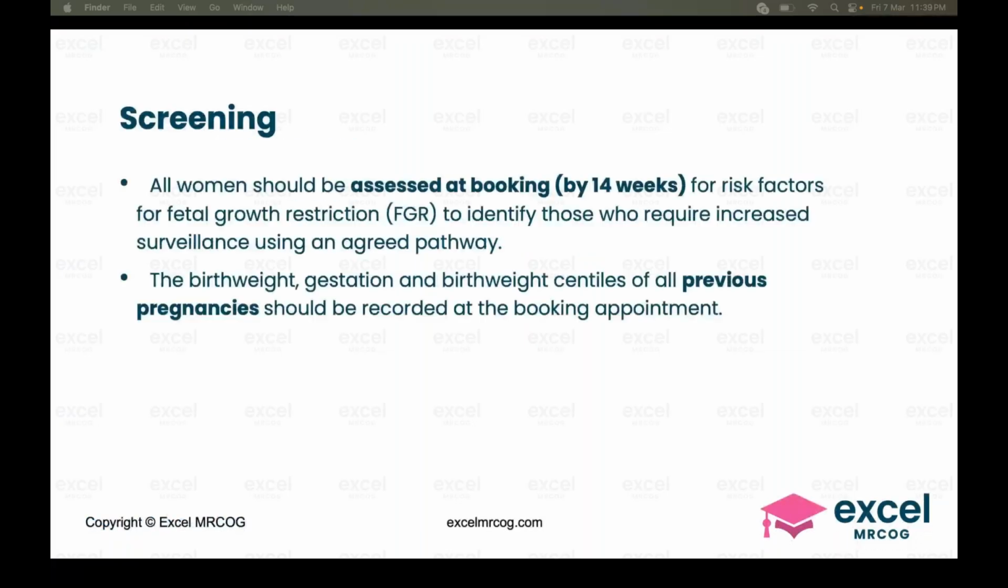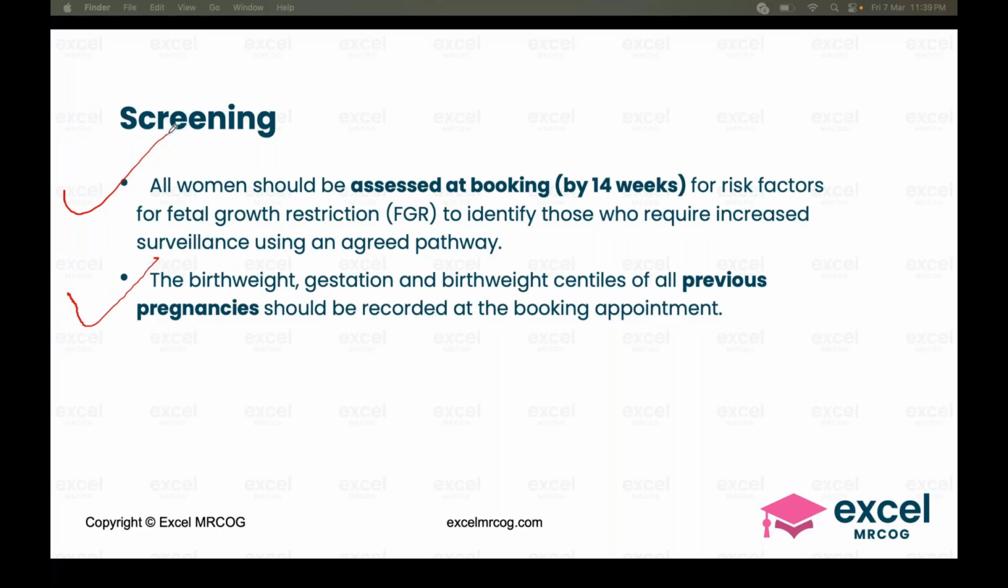All women should be assessed at booking by 14 weeks for risk factors for FGR. The birth weight, gestation, and birth weight centiles of all previous pregnancies should be recorded. So this is an important point for those answering part 3. At 14 weeks, you need to screen them for growth restriction. So ask them if there are any risk factors. Ask them if there are any previous babies with problems or previous pregnancies with problems.